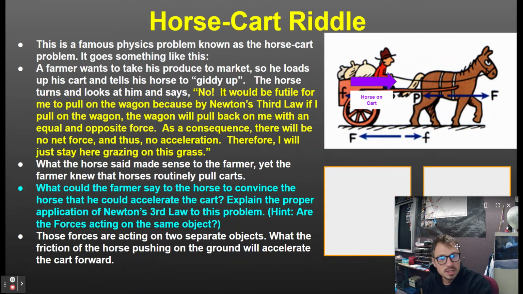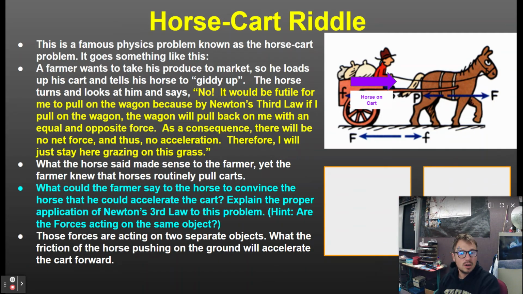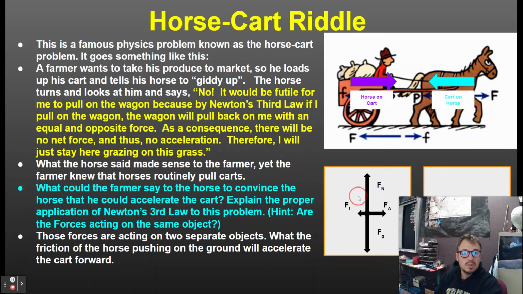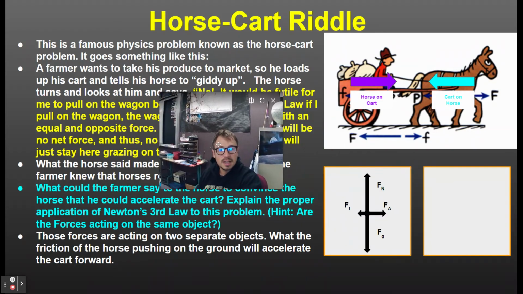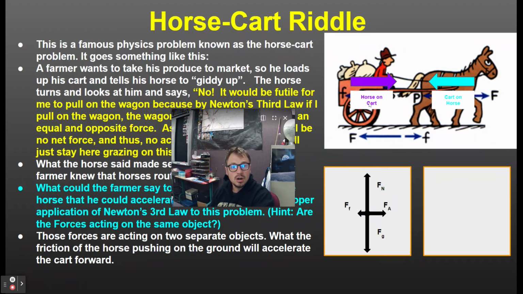So essentially what this means is that the horse is going to pull on the cart. By Newton's third law, there's an opposite and equal reaction: the cart pulls on the horse. These are opposite and equal. But if we look at the free body diagram of each, the cart has a very low frictional force because it is on wheels. You can see that there's an applied force. Now if we look at the free body diagram for the horse, the horse isn't on wheels, so it's going to have that frictional force.